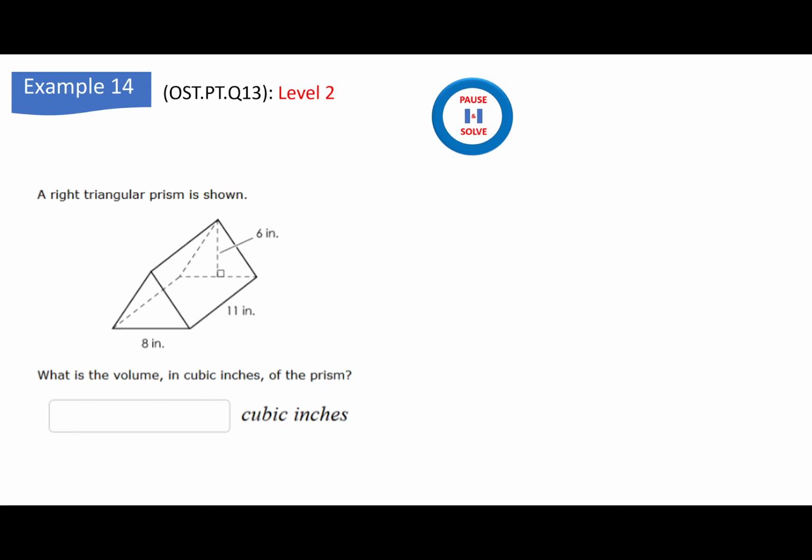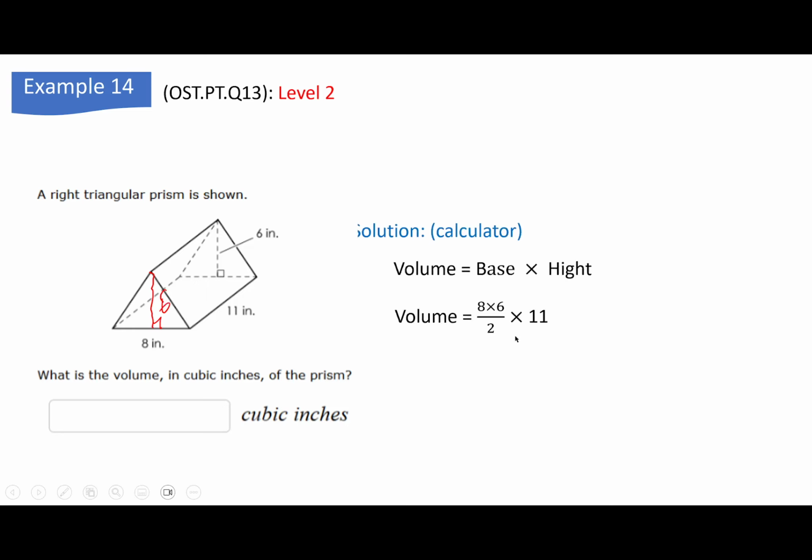Example 14. A right triangular prism is shown. What is the volume? Again, base times height. The base now is a triangle. You have to remember the triangle, okay? So you have 8, and that's 6. So you have 8 times 6 divided by 2 times 11. 8 times 6 divided by 2 is the area of the triangle, times the height, 11. 264 cubic inches. That's the volume.